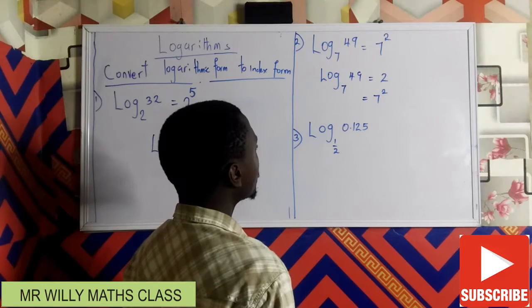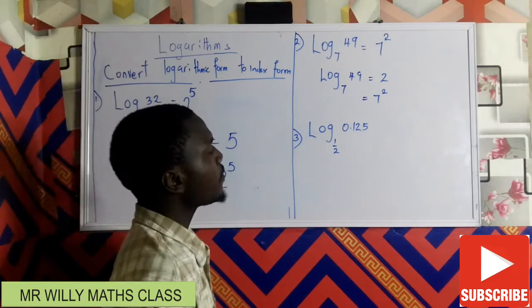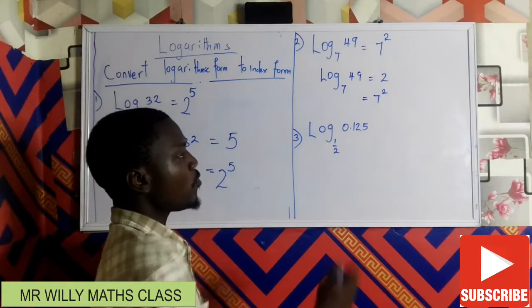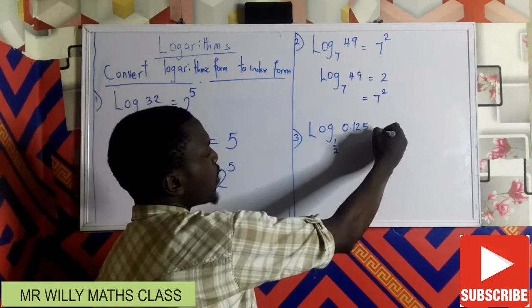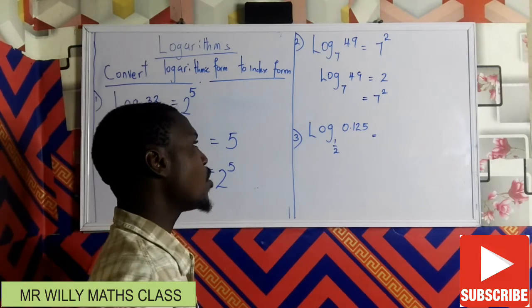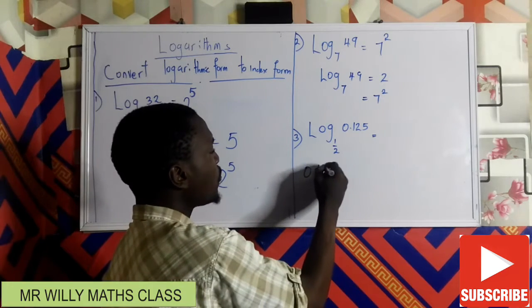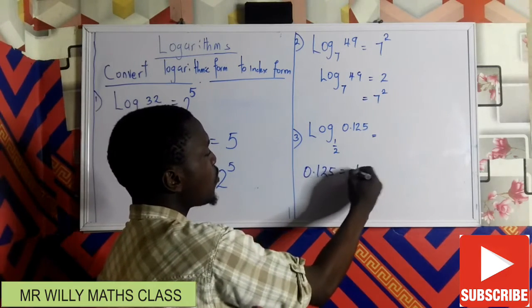Now we have the third one. The third question says log base half of 0.125. We want to change to index form. All we need to ask ourselves is, how many times do I have to multiply half to get 0.125? And if you don't know, 0.125 is the same thing as 1 over 8.